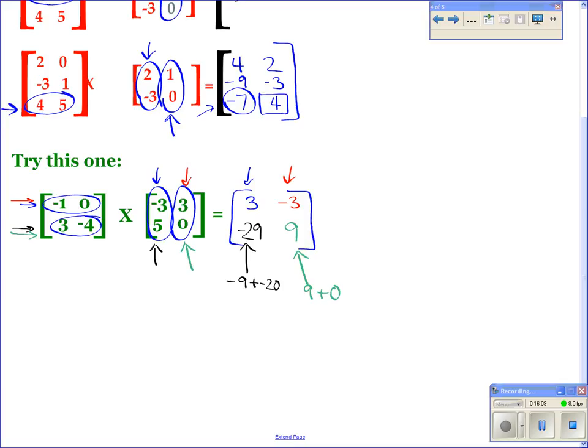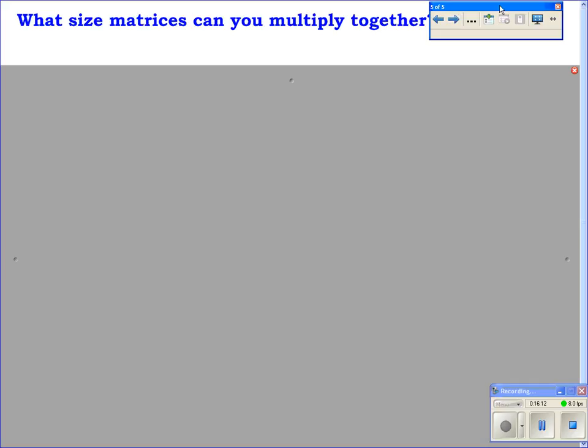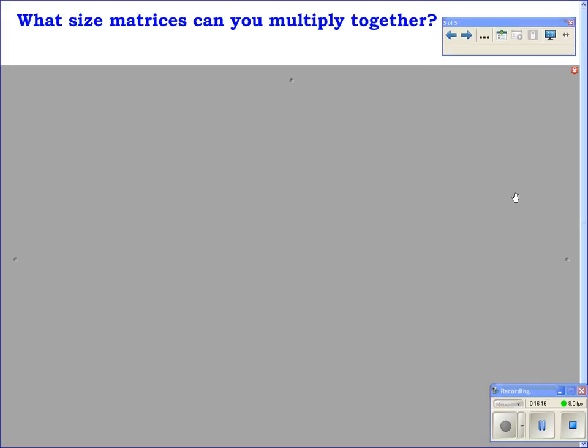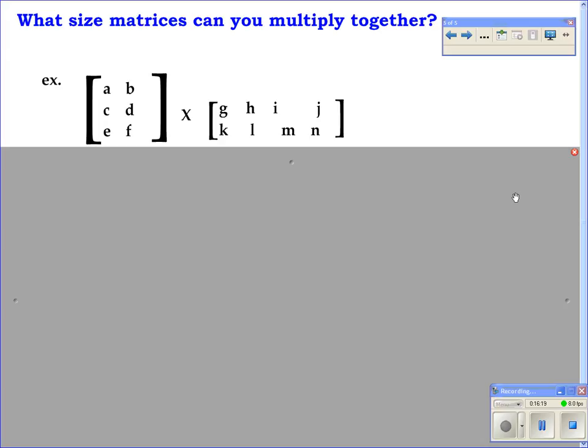Okay, one last thing. This is a very quick and easy way to figure out if you can multiply 2 matrices together. So let's say we had these 2 matrices. They can be any numbers. That's why I put letters in there. So we have A, B, C, D, E, F, and we're going to multiply it by G, H, I, J, K, L, M, N. Just like we do rows times columns, that's the order that you say the size of a matrix. So how many rows and columns are on the first one? 3 rows and 2 columns, right? So this is a 3 by 2 matrix.